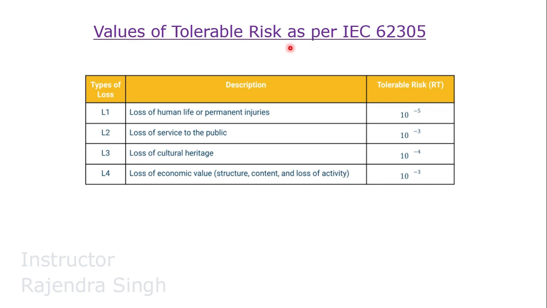So, the values of tolerable risk as defined in IEC 62305. If the type of loss is L1, which is loss of human life or permanent injuries, the tolerable risk is 10 to the power minus 5. If the loss is L2, that is loss of service to public, then the tolerable risk is 10 to the power minus 3. If the loss type is L3, that is loss of cultural heritage, the tolerable risk is 10 to the power minus 4. And finally, if the type of loss is L4, which is loss of economic value, structure, content and loss of activity, the tolerable risk is 10 to the power minus 3.